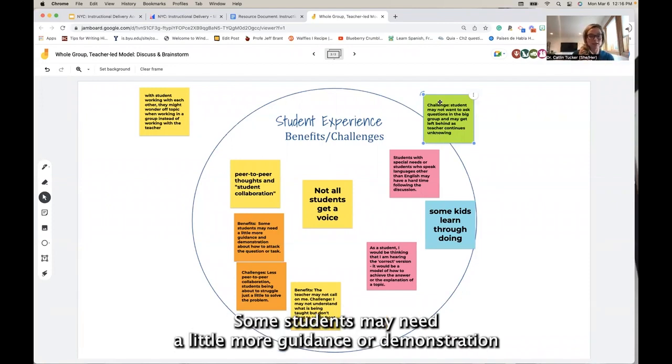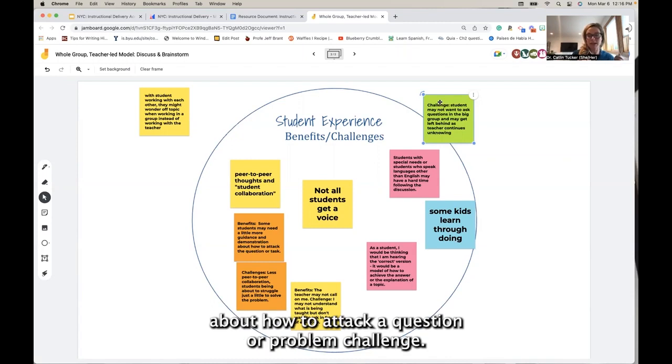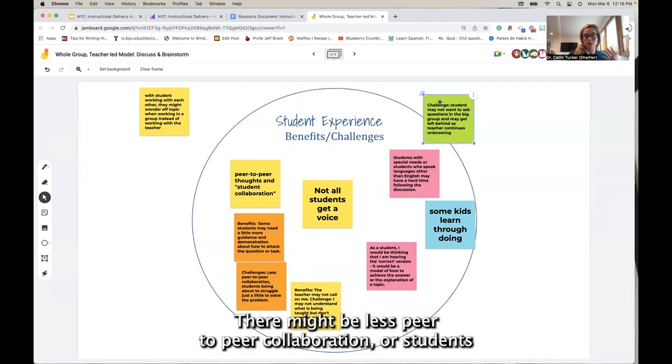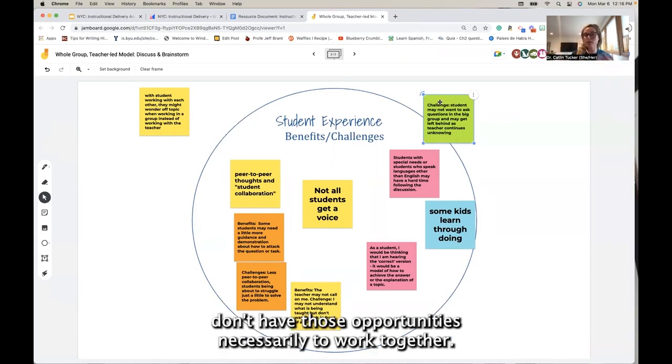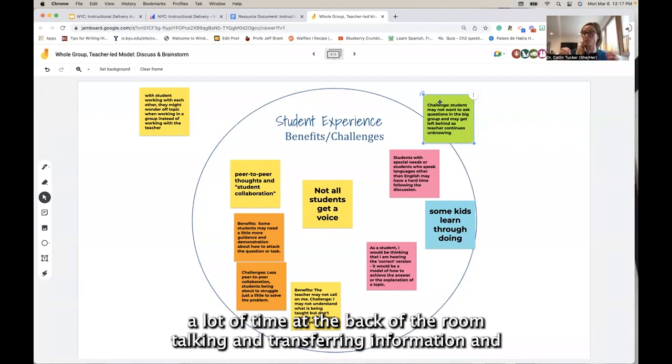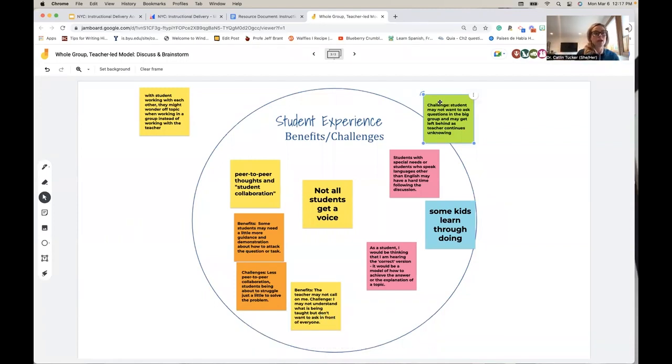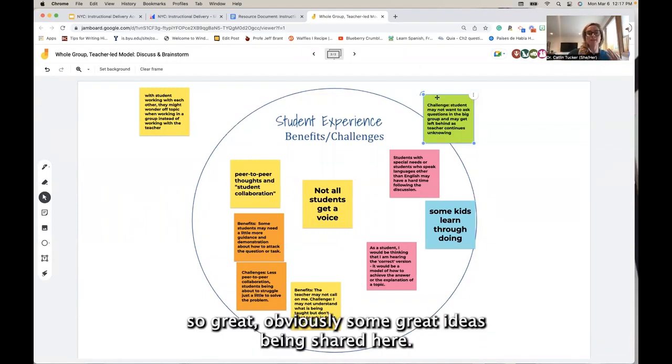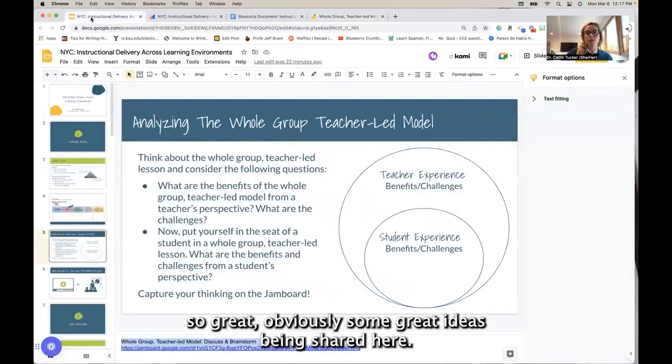Benefit, some students might need a little more guidance or demonstration about how to tackle a question or problem. Challenge, there might be less peer-to-peer collaboration, or students don't have those opportunities necessarily to work together if the teacher is spending a lot of time at the front of the room talking and transferring information. So great. Obviously, some great ideas being shared here.